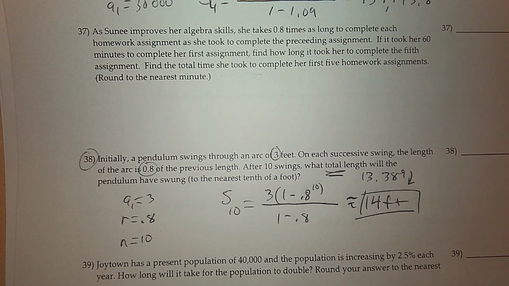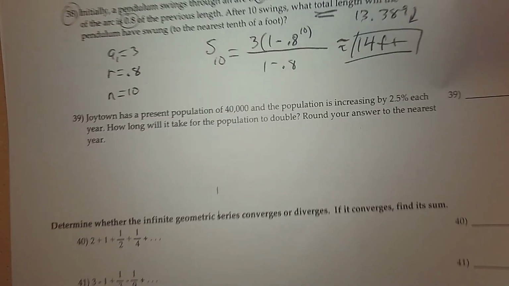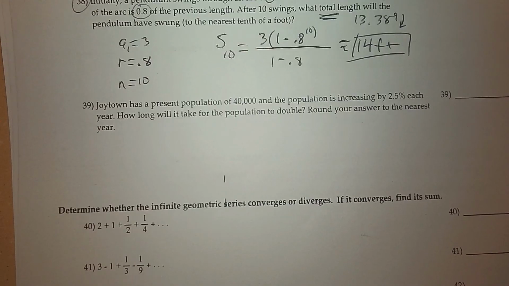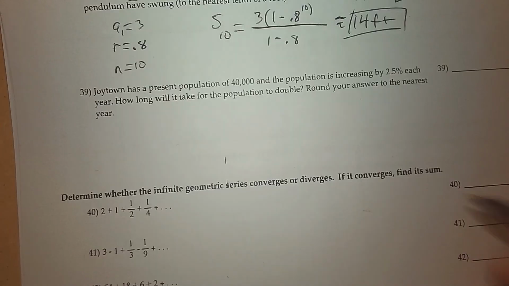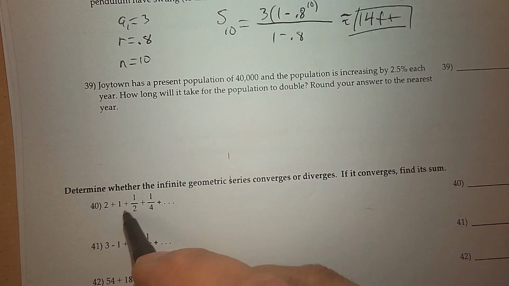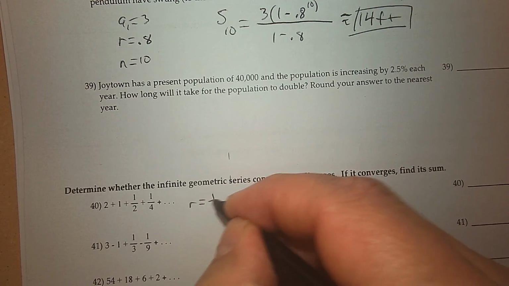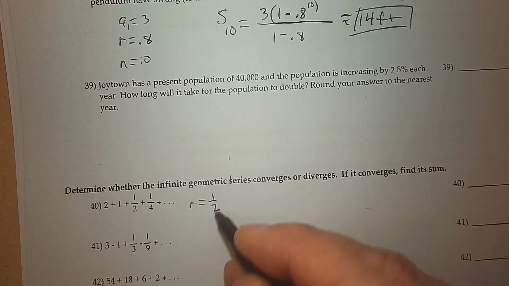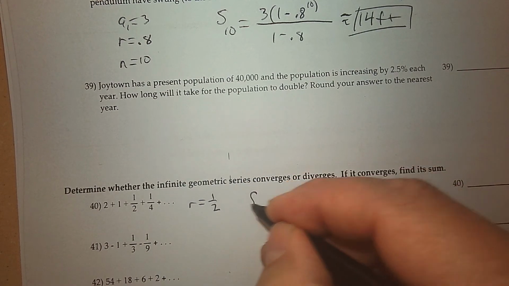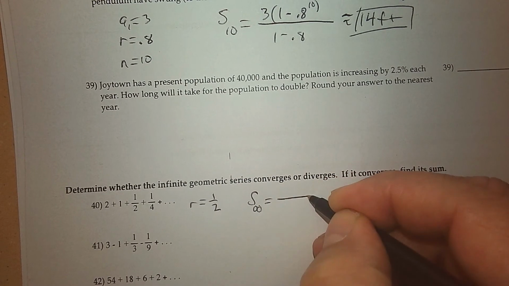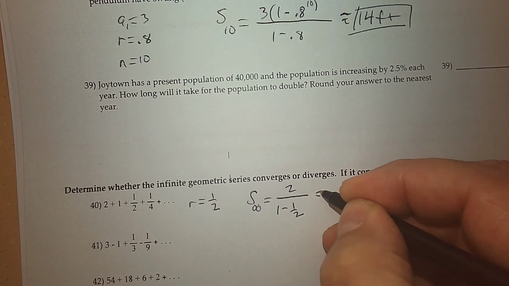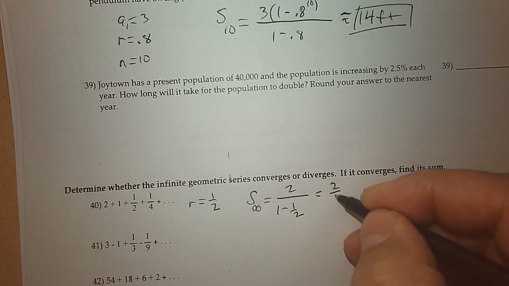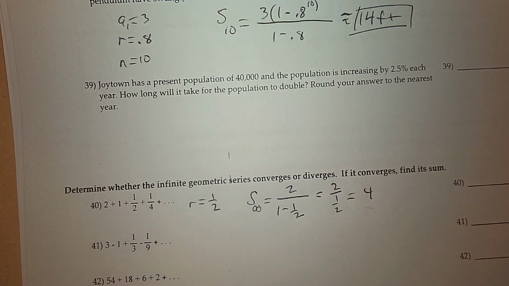All right, number 40. Determine whether the infinite geometric series converges or diverges, and if it does, find its sum. So 2, 1, and so on. So you can tell that when you divide, definitely converges. So what's the sum of an infinite number? You would start with A1 and then go 1 minus the ratio, and that's it. I won't even use my calculator here. The answer is 4.